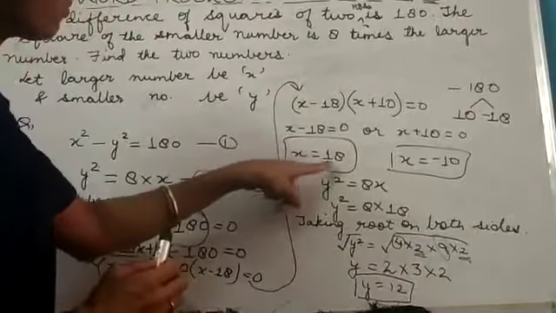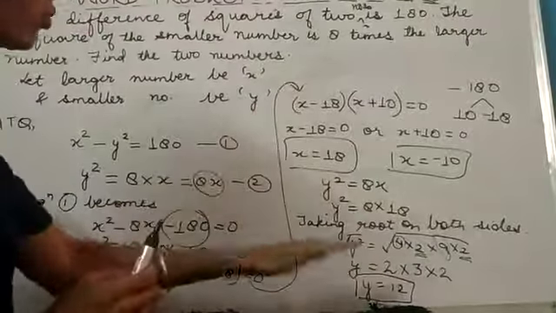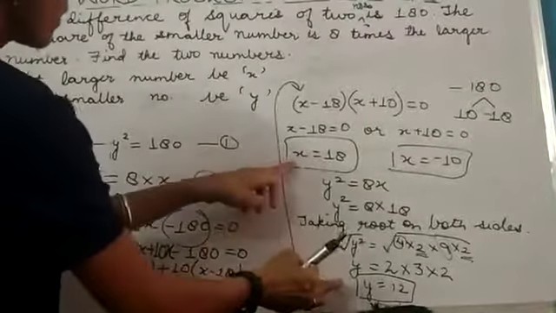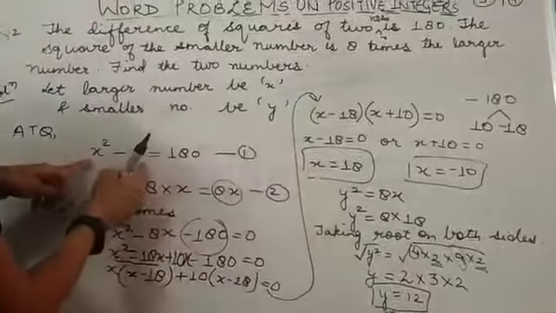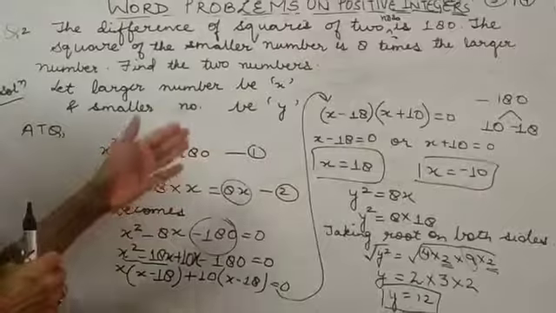That means the larger number is 18 and the smaller number is 12. Now if you want to cross check your answer, you can put these two values over here. You find out their difference, and you will definitely get 180.